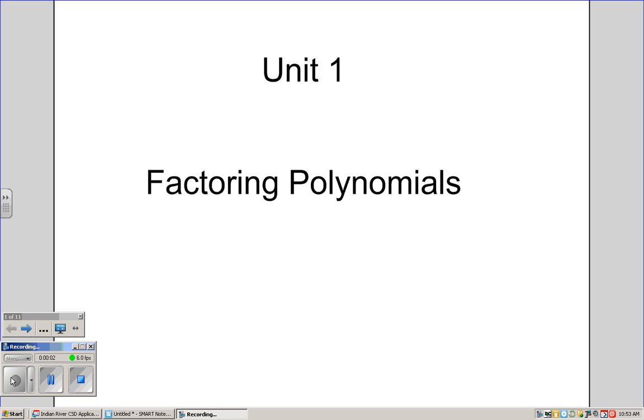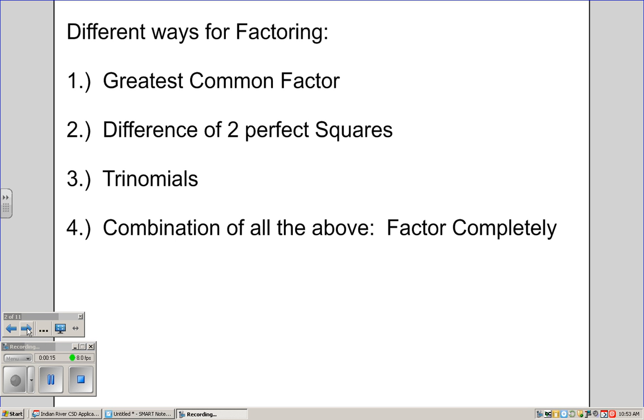Unit 1, Factoring Polynomials. We have already added, subtracted, multiplied, and divided polynomials. Now today we are going to work backwards and factor the polynomials. Different ways for factoring. Number 1, greatest common factor. 2, difference of two perfect squares. 3, trinomials. And 4, combination of all the above, factoring completely.